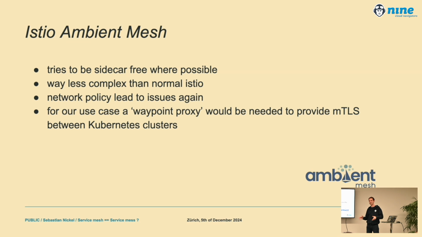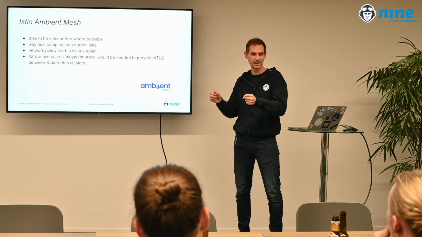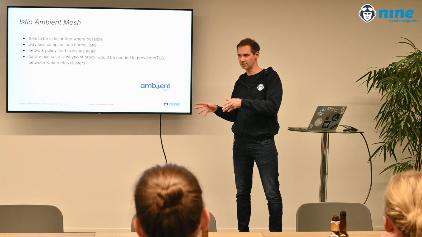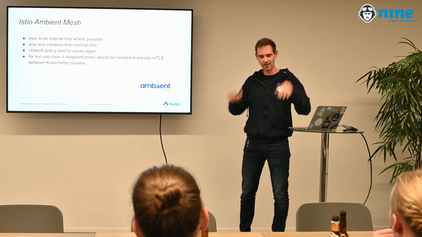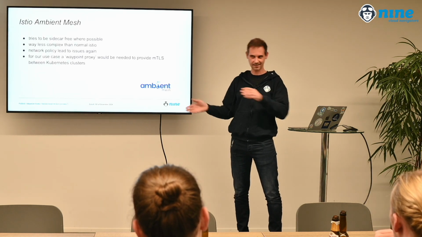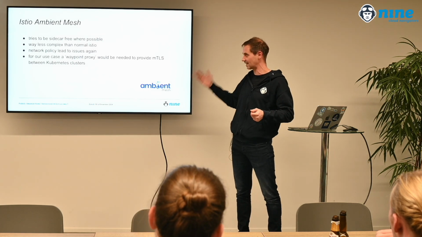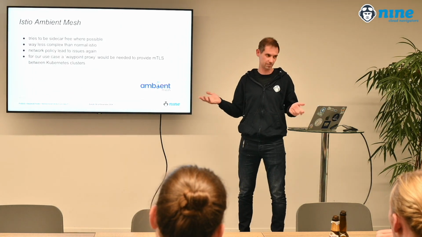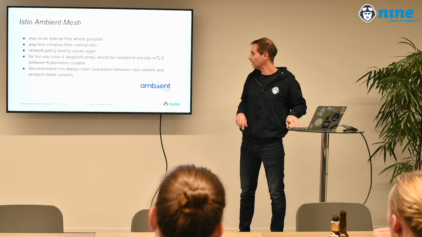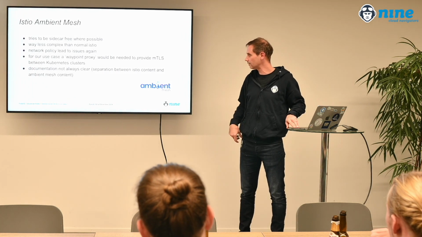Because there is still a lot of Istio documentation which is targeted to plain Istio, and there's also the ambient mesh documentation. And there are so many GitHub issues where I couldn't figure out, hey, is that ambient mesh? Is it possible at all? And in the end, I found it's actually only possible with the waypoint proxy. Yeah, the documentation was not always clear.